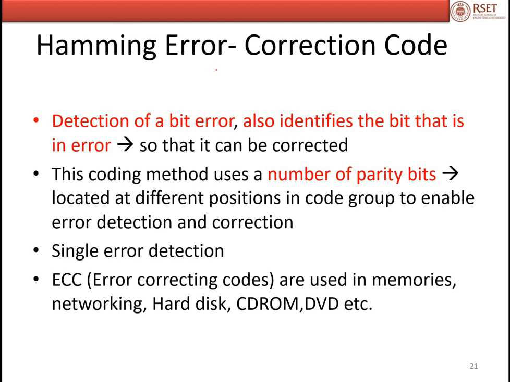So next is error correction code. The error correction code we discuss is the Hamming code. This code not only detects a bit error but also identifies the bit that is in error so that it can be corrected. This coding method uses a number of parity bits which can be located at different positions in the code group to enable error detection and correction. This is only used for single error detection. These error correcting codes are usually used in memories, networking, hard disks, CD-ROM, DVD, when we store bulk data in memories and so on.